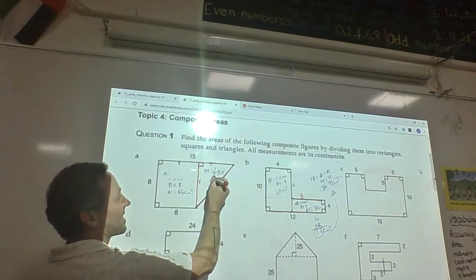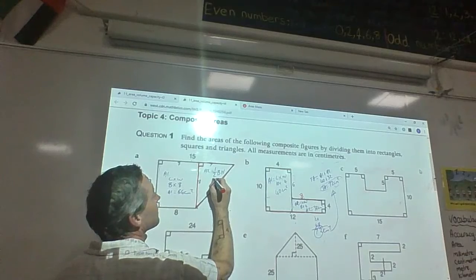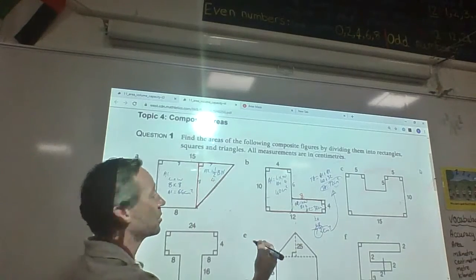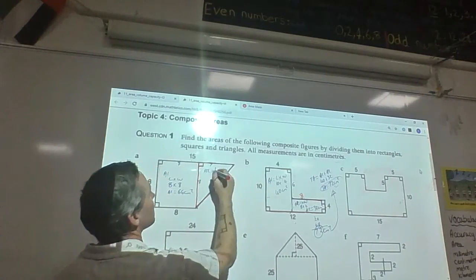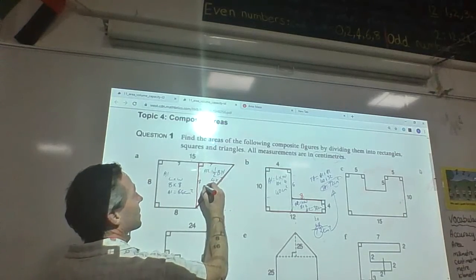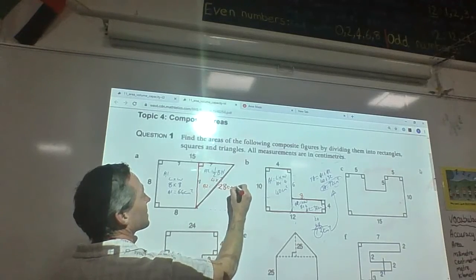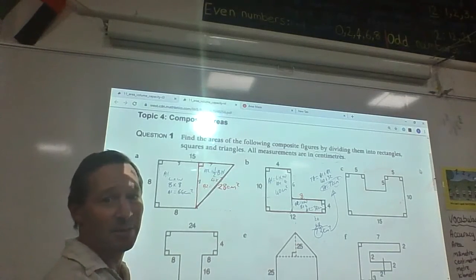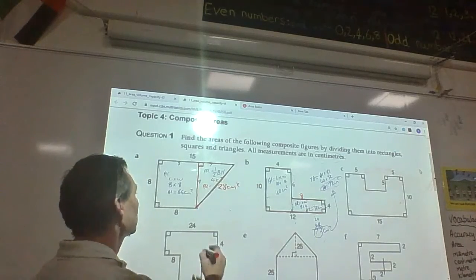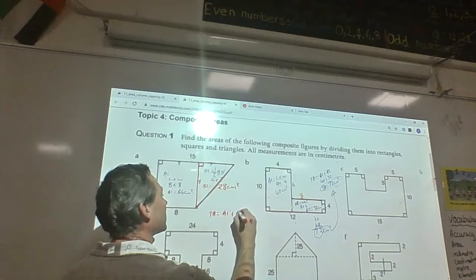So now I can say 8, half of 8, much easier. Half of 8 is 4. I'm still going to have to multiply it. 4 times the height, so this is the height now, times 7, which will give me area 2 equals 28 centimetres squared. And you remember to get the total formula, what do you do? Total area equals area 1 plus area 2.